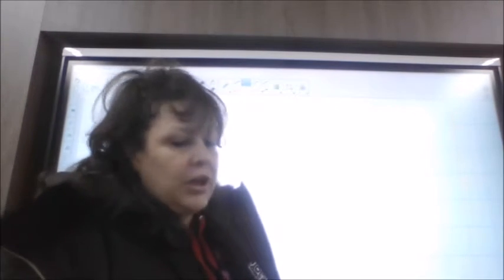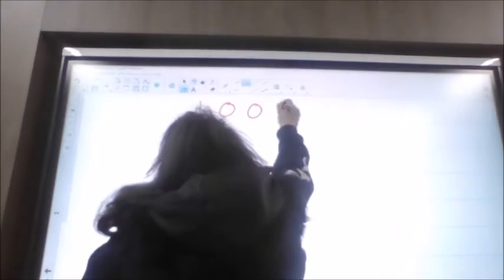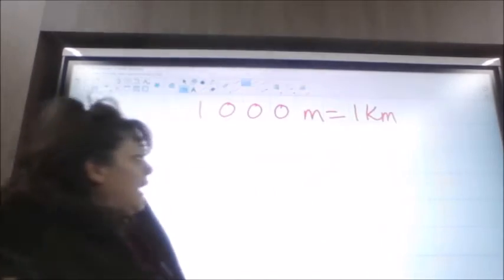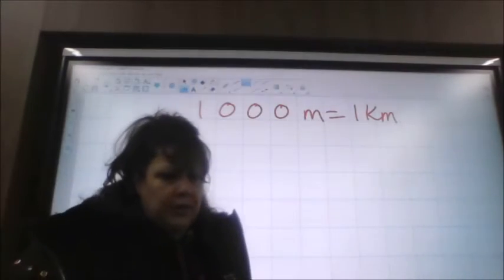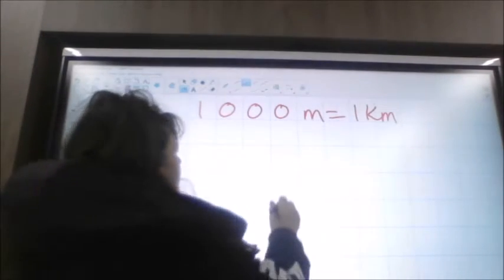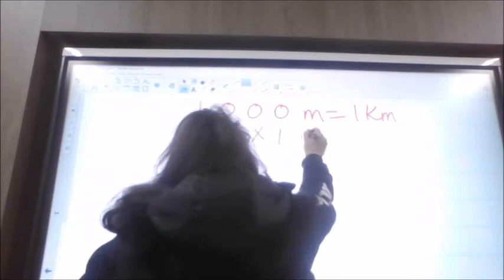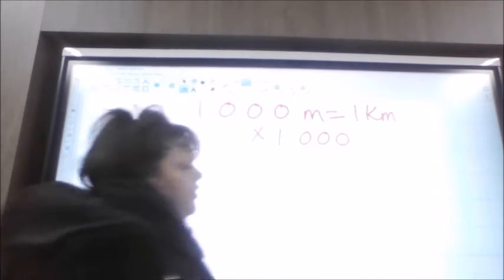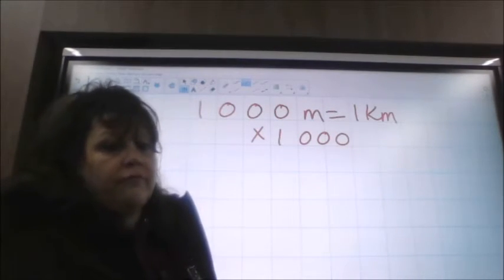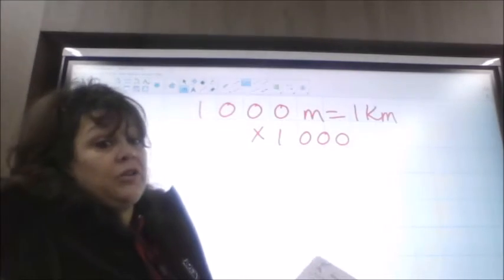Question number 1, you've got to convert some kilometres to metres. So we know that there are 1,000 metres in 1 kilometre. So 1,000 metres equals 1 kilometre. If I am converting kilometres to metres, I have got to multiply my answer by 1,000.